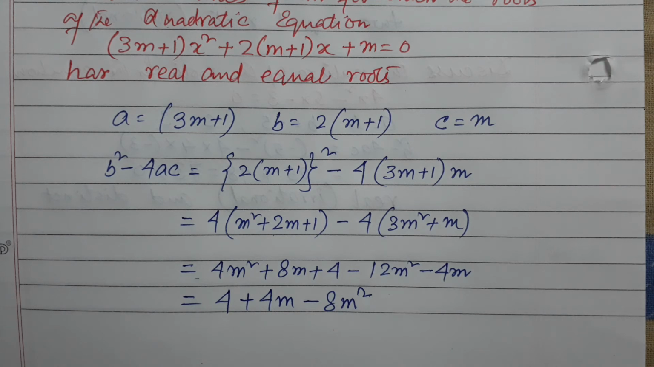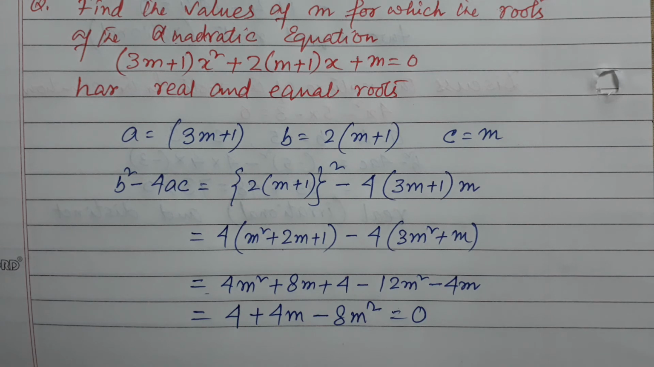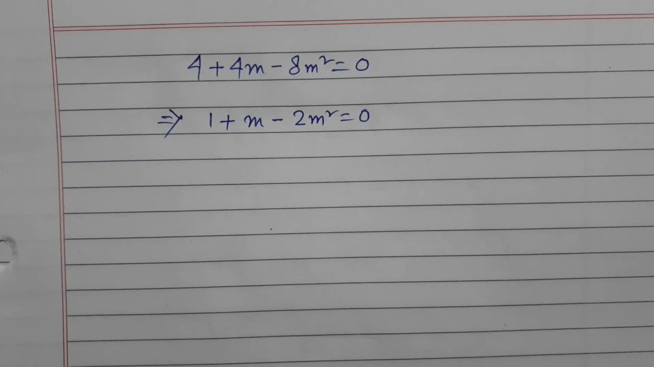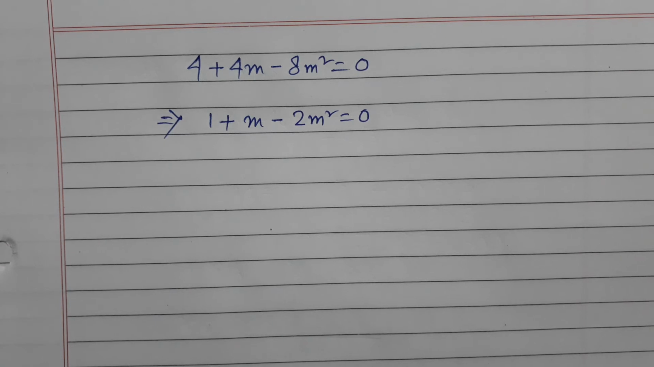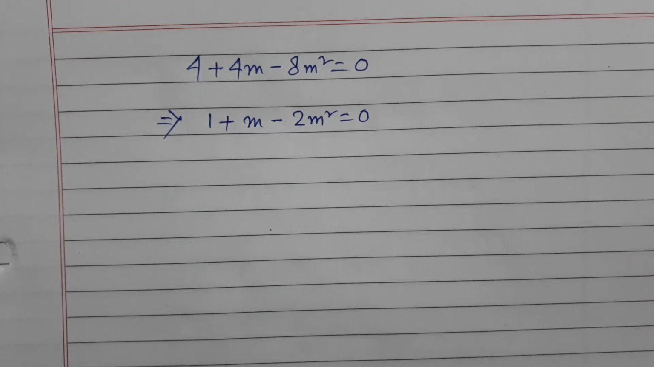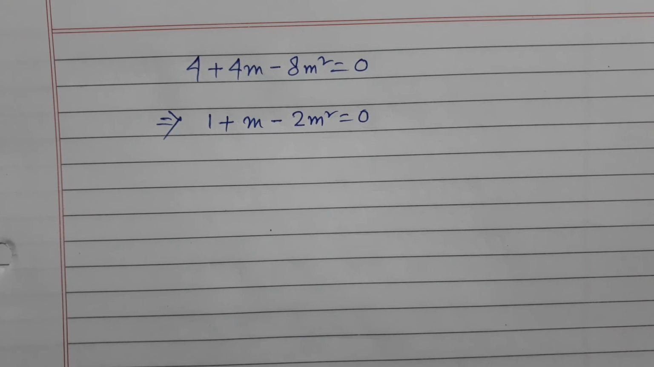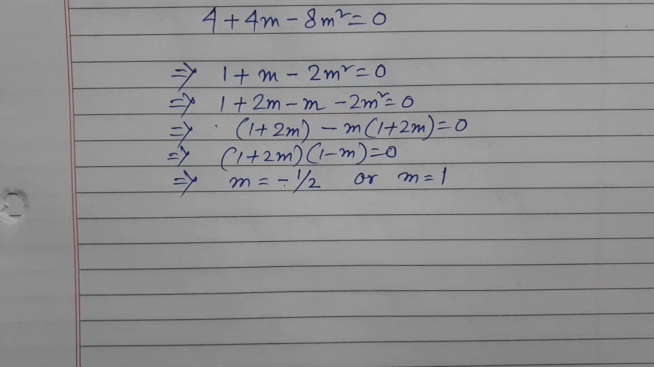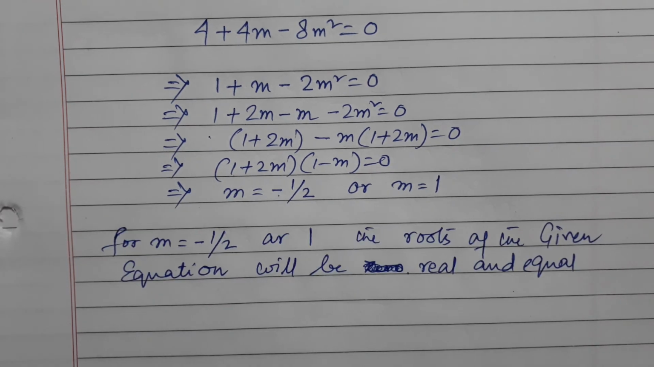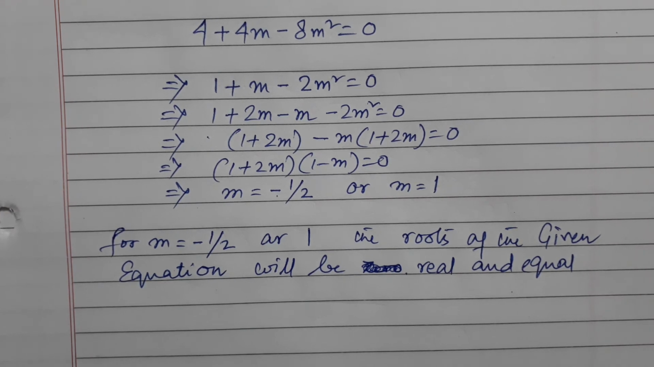Now since the roots are real and equal, therefore the discriminant will be equal to 0. Now we will solve this equation for m. Hence we can write the equation as 1 plus m minus 2m square equals 0. Now we will solve this equation. So after solving this equation by factorization method, we find the value of m is equal to minus half or m is equal to 1. Hence, for m equals minus half or 1, the roots of the given equation will be real and equal.